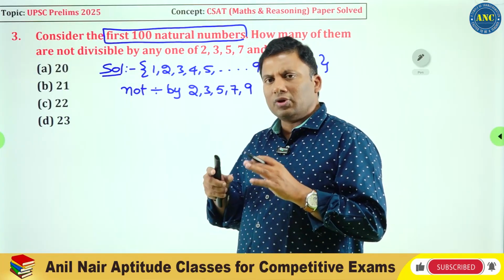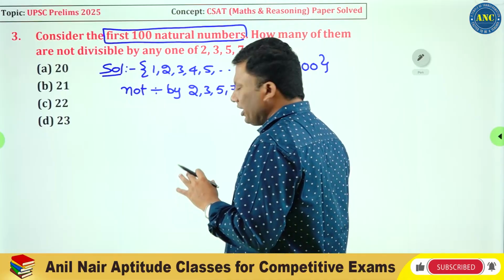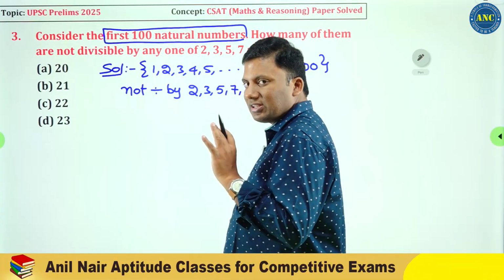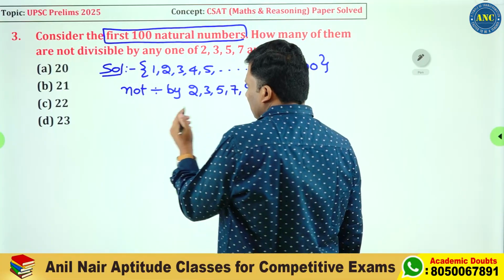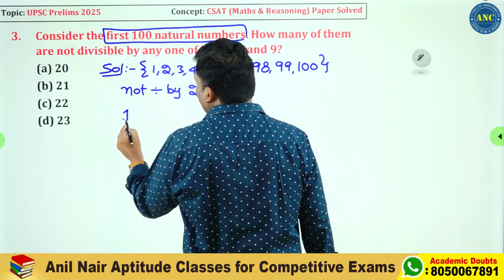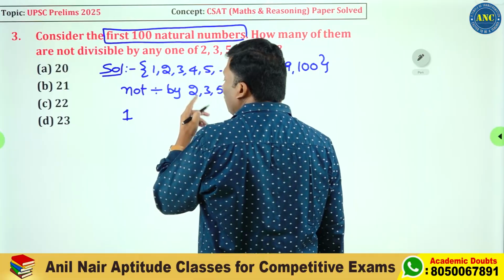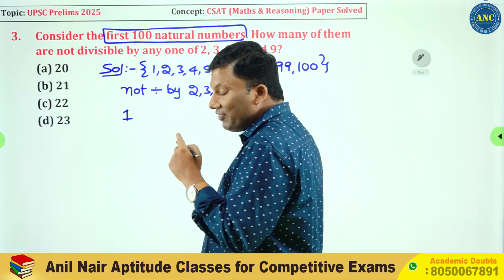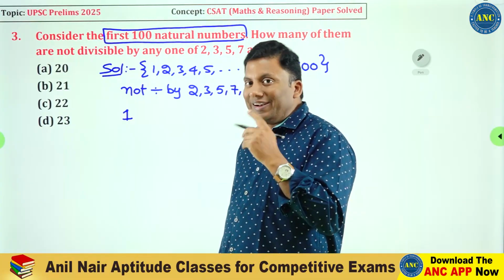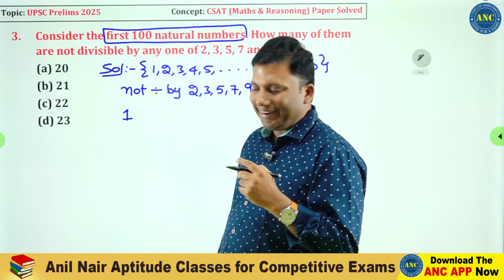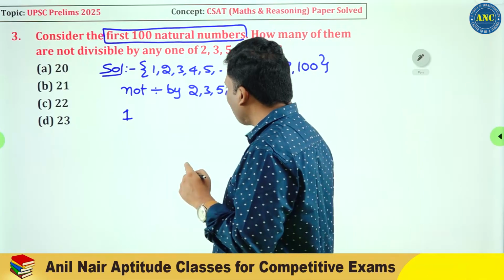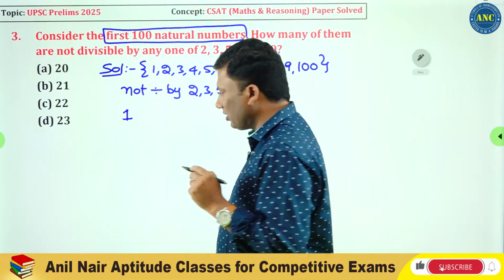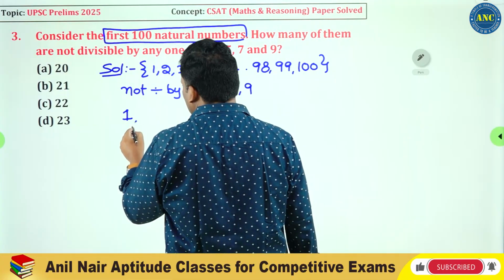Simple thing, assume you are a non-maths student. We will do it with a simple counting process. After a few numbers, you will understand the process. 1 will divide every number, but 2 will not divide 1. 3 will not divide 1. 5 will not divide 1. 7 will not divide 1. 9 will not divide 1. So 1 will be there in the answer.